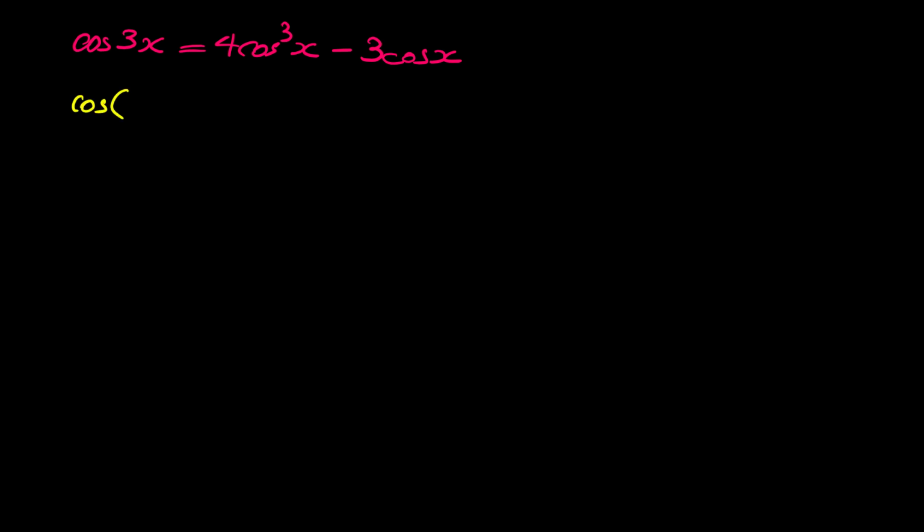To do this, let me remind you of the sum formula for cosine. Cosine of alpha plus beta, where alpha and beta are two angles, is equal to cosine alpha cosine beta minus sine alpha sine beta. We need to use this formula to prove cosine of 3x is equal to 4 cosine cubed x minus 3 cosine x.